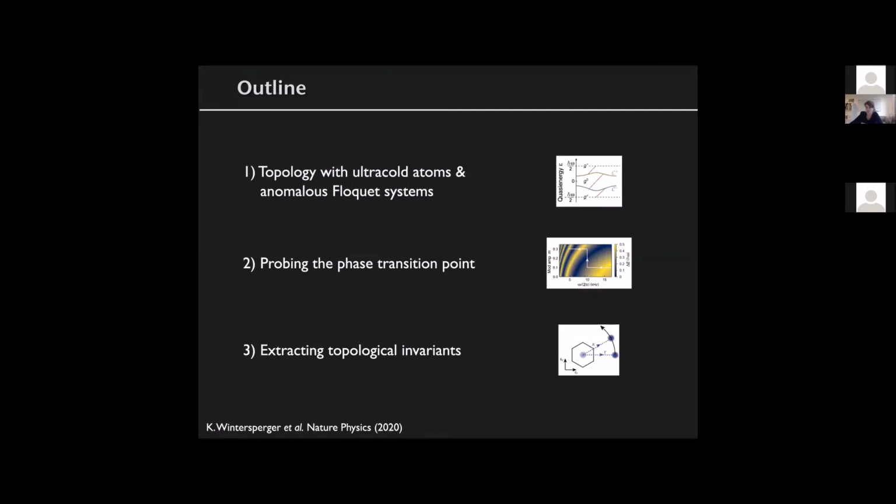So I will briefly introduce the technique and explain how we use it in order to engineer what we call anomalous Floquet systems, which show topological properties that go beyond what we know from static systems. And then I will go more into the experimental side and explain how we can actually probe topological phase transition points, how we can identify and how we can characterize their topological properties.